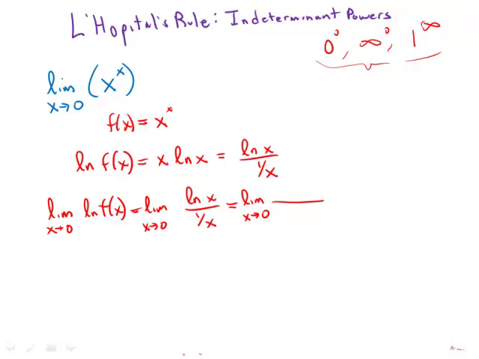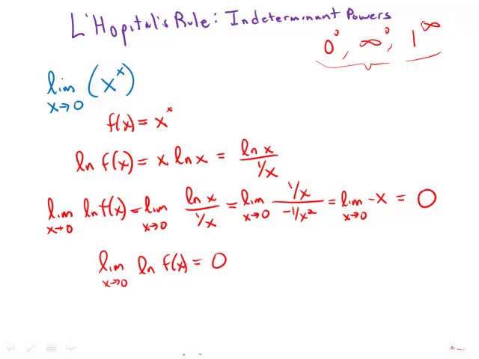Derivative of the numerator is 1 over x. Derivative of the denominator is negative 1 over x squared. Doing a little rearranging of the fractions, what we get is the limit as x goes to 0 of just negative x, and of course that's going to be 0. So notice what we have found is the limit as x goes to 0 of the logarithm of f of x. And so that means that if the logarithm goes to 0, f of x must go to e to the 0, which is 1. And so this limit approaches 1.